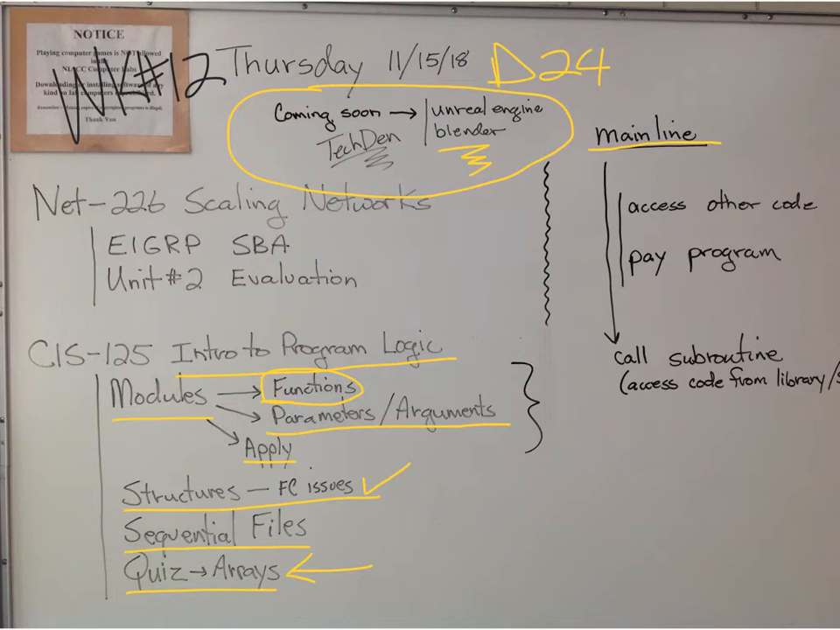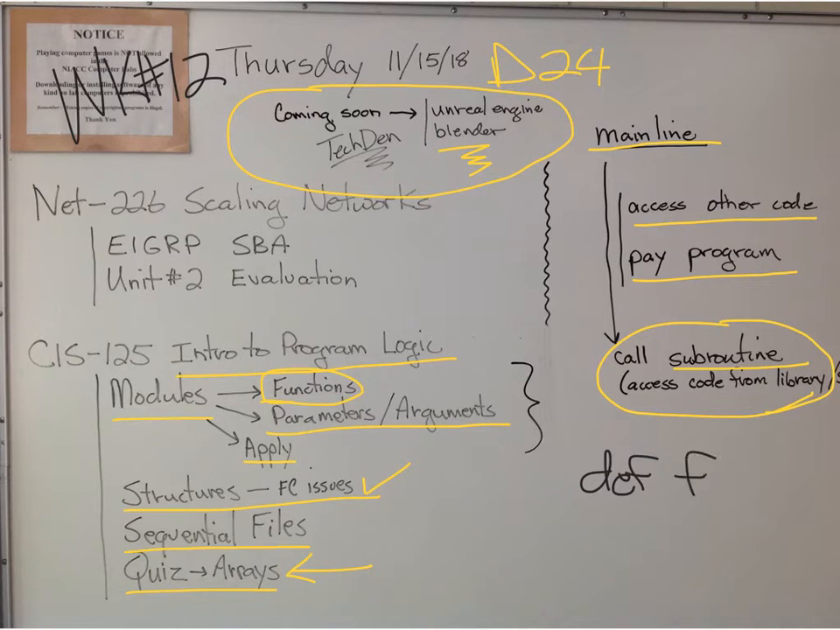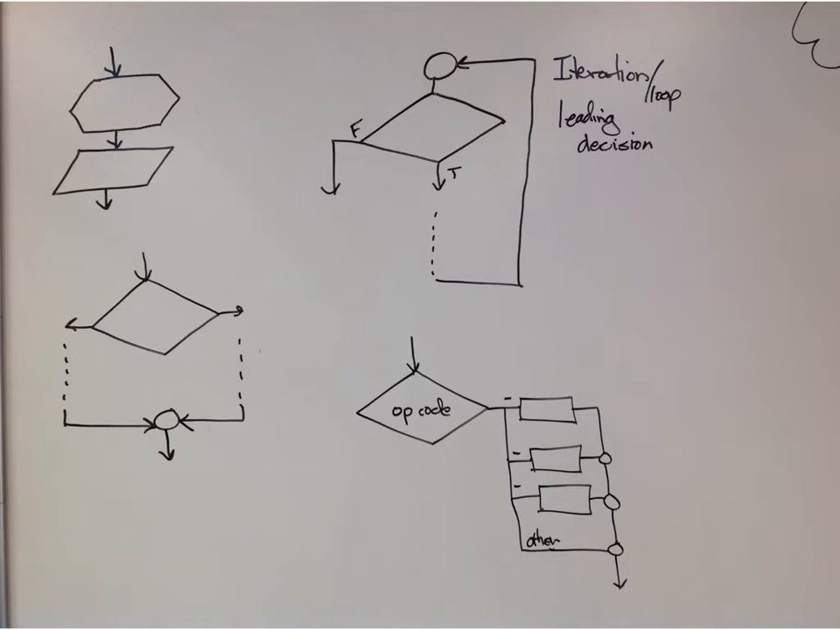I'll repeat this again in a little bit, but we talk about a main line, and we access other code, and we use pay program as an example. Call a subroutine. In Python, we talk about defining some type of function to do something, which is similar to this. Same idea. Let's look. Actually, we'll talk about that a little bit later on.